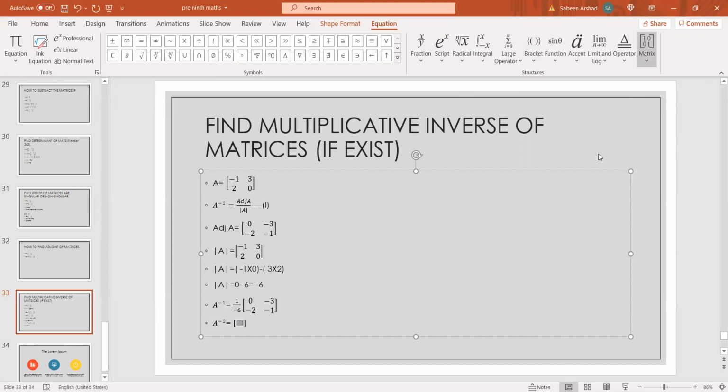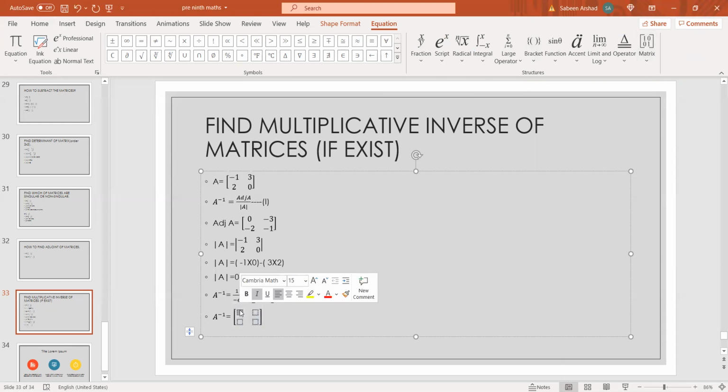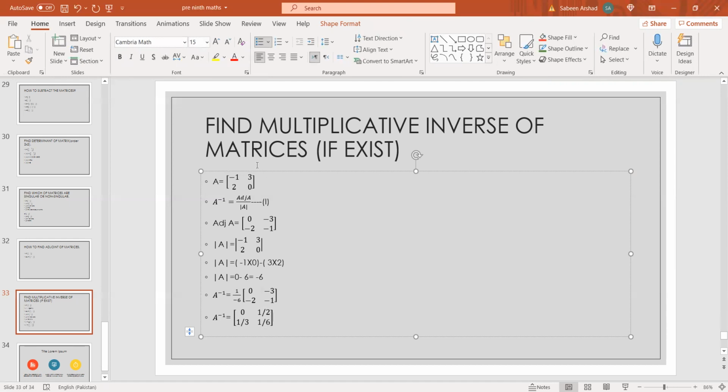When I divide 0 by 6, my answer is 0. When I divide -3 by -6, I will have just 1 by 2, as the minus sign cancels out with the minus sign, and 3 one time, 3 two times. When I divide -2 by -6, I will have 1 by 3, as the minus signs cancel out with each other. And -1 divided by -6, I cannot cut this -6 with the -1, so simply write, minus sign cancels out with the minus sign, so I will have just 1 by 6. This is the inverse of this matrix.